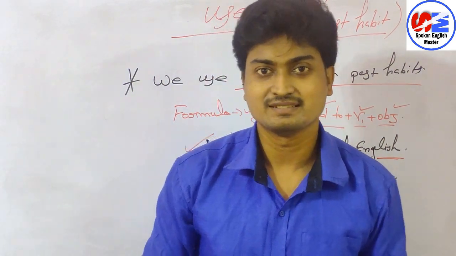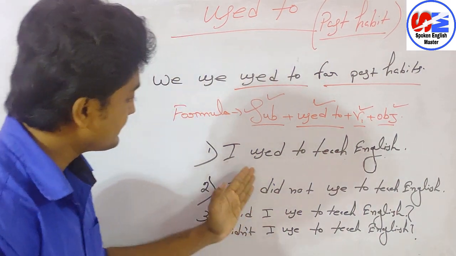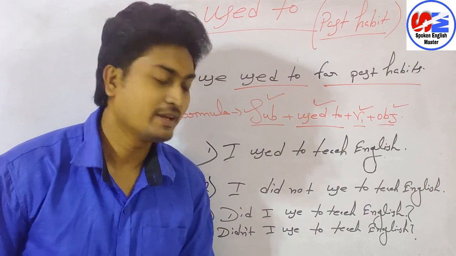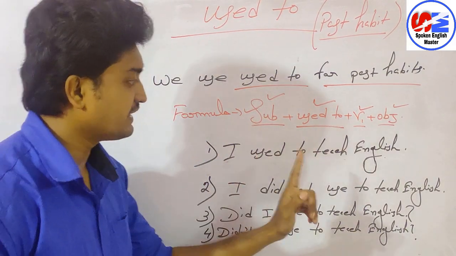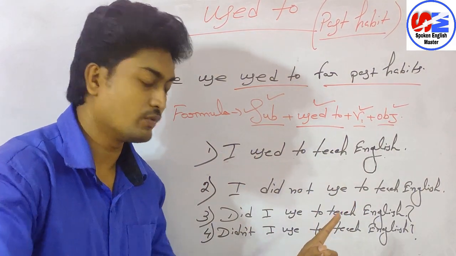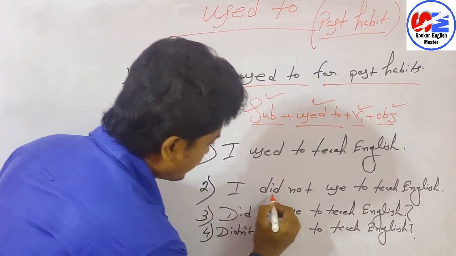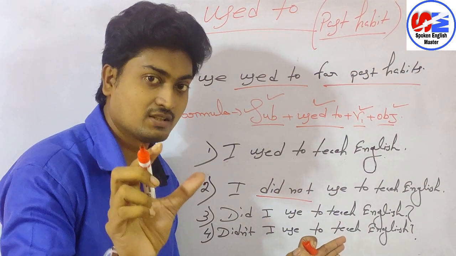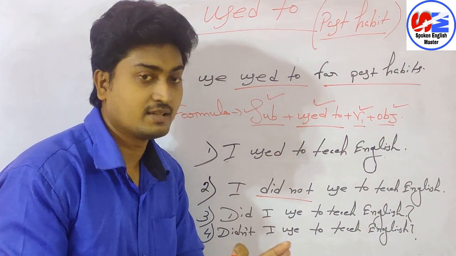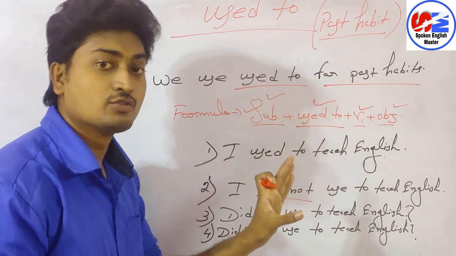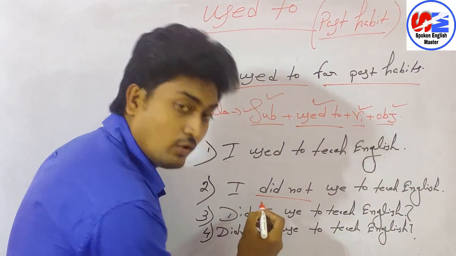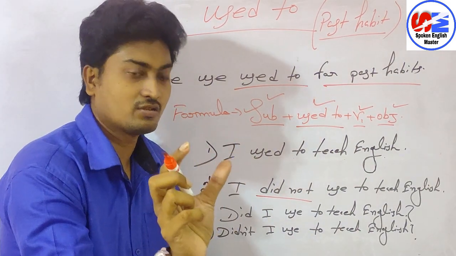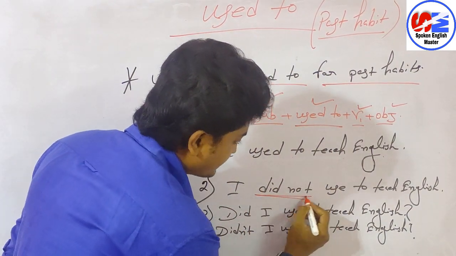So let's learn. See students, I have made it negative as well as negative interrogative. Let's see how to make. First of all, I used to teach English. मैं English पढ़ाता था. As I have told you earlier. उसके बाद देखिए, I did not. Why did not? Because we are talking about past, not present. It's a past indefinite tense. So we are talking about past tense. That's why we know if I talk about past tense, if we want to make it negative, we have to bring did not. Okay, so we are putting did not here.